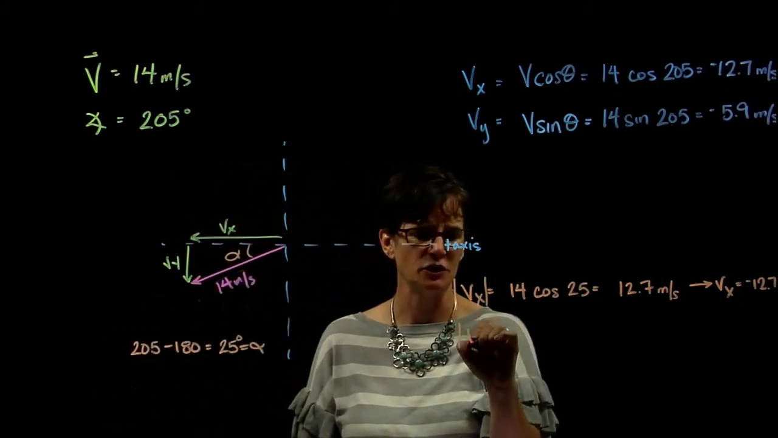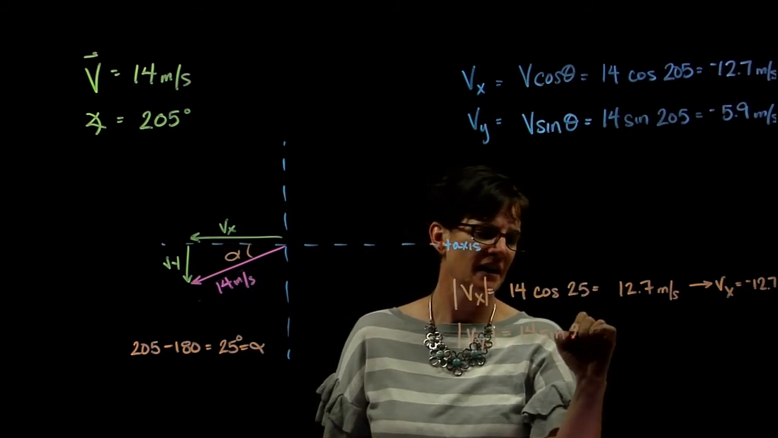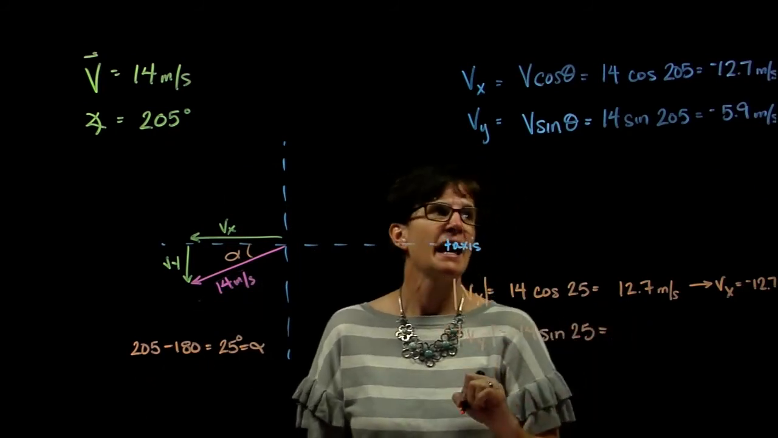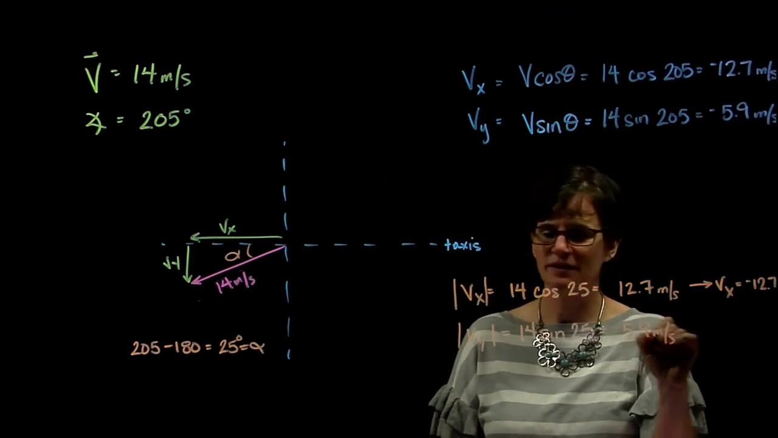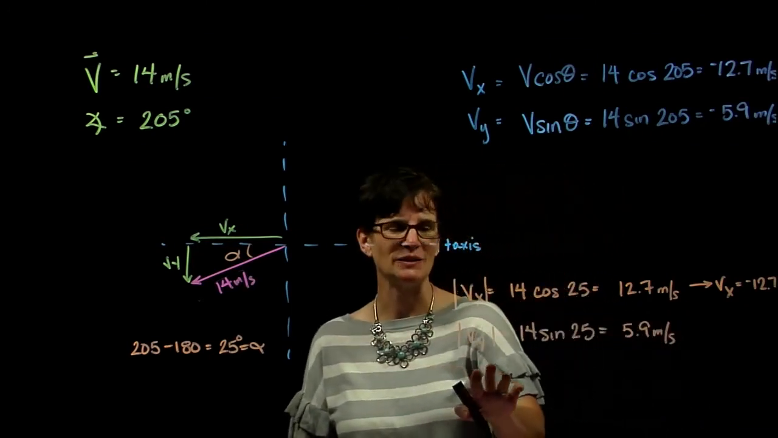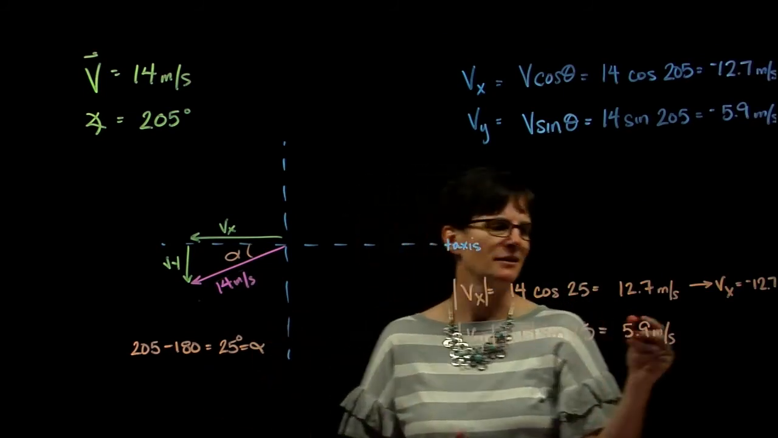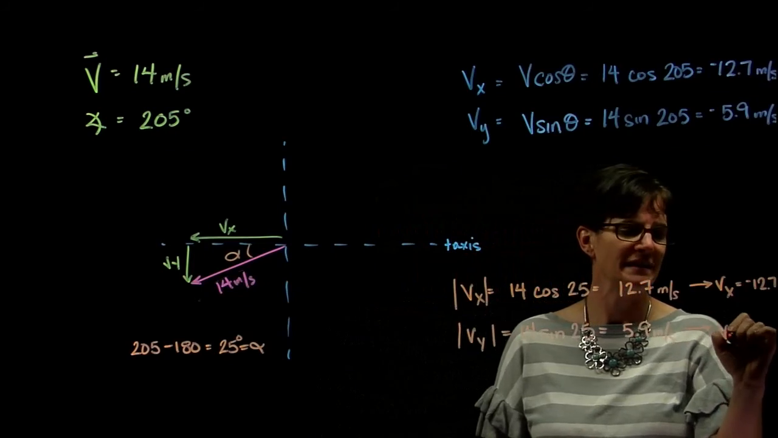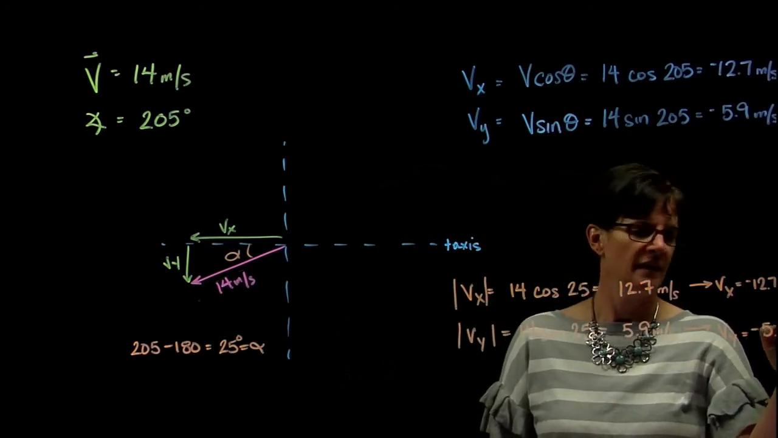Similarly, the magnitude of the vertical component is 14 sine of 25, and that's going to give me 5.9. Again, a positive value because I'm really only looking at the magnitude. Then I look at the physics. Positive or negative? Well, the vertical component is pointing down, so I know my true vertical component is negative 5.9.